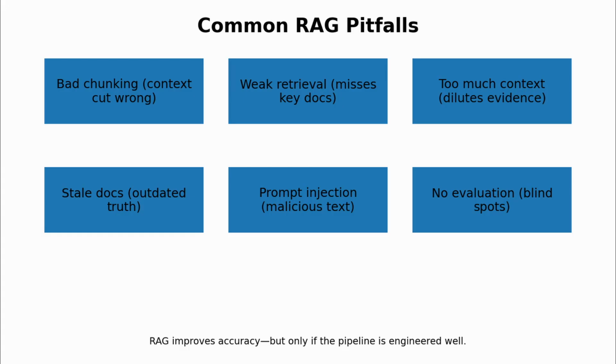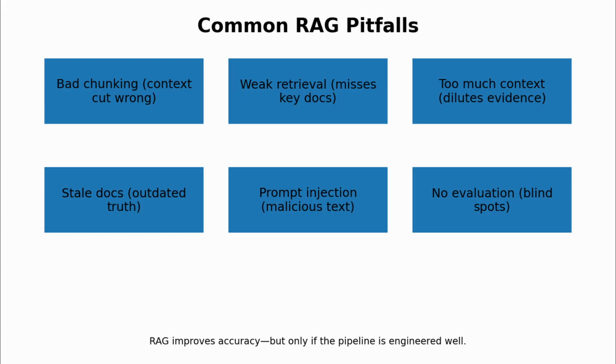Another problem is weak retrieval. Sometimes the system retrieves something that is kind of related, but not the real answer. The model then does what language models do best. It writes a confident explanation based on whatever it got. If retrieval is wrong, generation becomes wrong in a very polished way. Too much context can also backfire. People assume more context is always better, but large prompts can introduce noise.